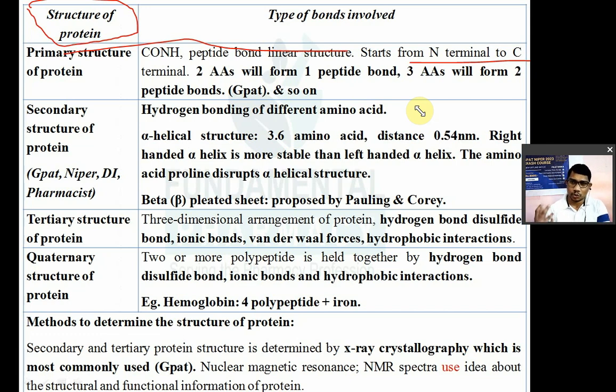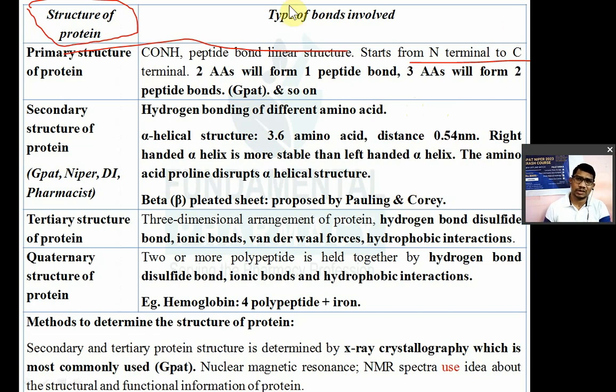Now protein synthesis is controlled by your genetic material, DNA. Whatever nucleotides are present on the DNA, that sequence will be read by mRNA, and according to the genetic code, the amino acid will be added, because you have different genetic codes for 20 amino acids. 20 amino acid के लिए different genetic code होता है. Two amino acids will form one peptide bond, three amino acids will form two peptide bonds.